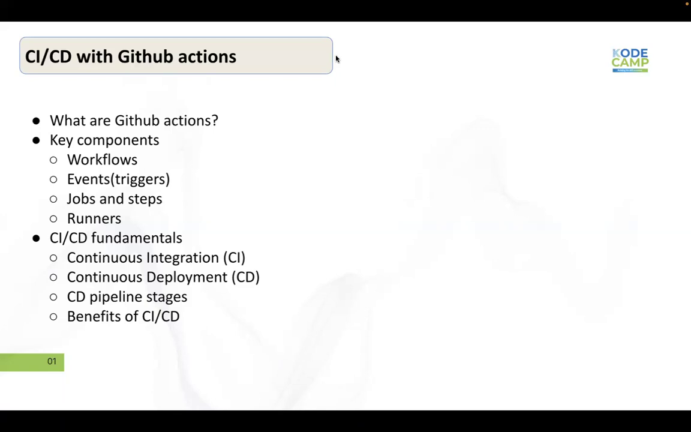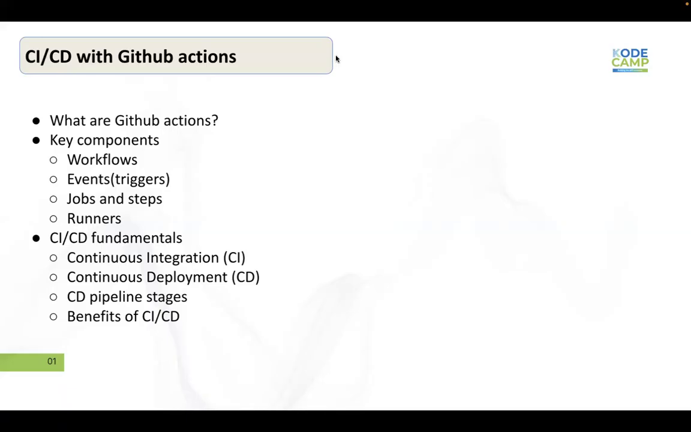The second key component is events, which are also triggers. Events can be things like push, pull requests, issues, and all of that. If a user pushes code to a specific repository, this should run. Or if a user opens a pull request, this workflow should run, something like that.